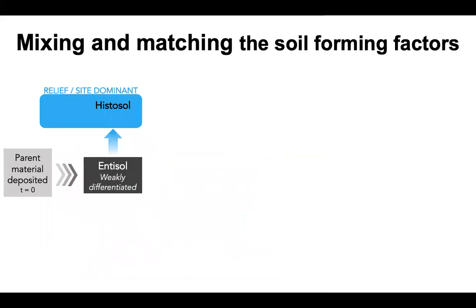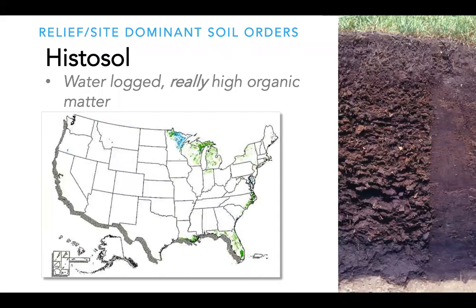Now, some soils are dominated by relief, the site unique factors, as the most prominent soil forming factor. The ones that are dominated by relief or site factors are called histosols. With histosols, you get a deposit of whatever parent material it might be, and then for whatever reason, it becomes waterlogged. Then organic material in the water keeps accumulating and accumulating. But since it's in the water, it doesn't get a chance to really break down. It just builds up and up over time.